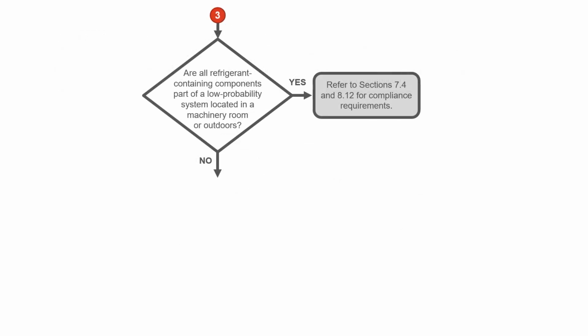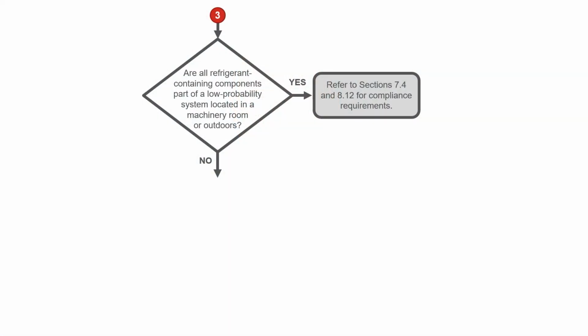Now moving on in the flowchart, the next question is, are all the refrigerant-containing components of a low probability system located in either a machinery room or outdoors? If so, the system must comply with the requirements in sections 7.4 and 8.12. Now the term machinery room has a special meaning in Standard 15. It's a designated space that complies with the specific requirements listed in the standard. I'll discuss machinery rooms a little later in this program.